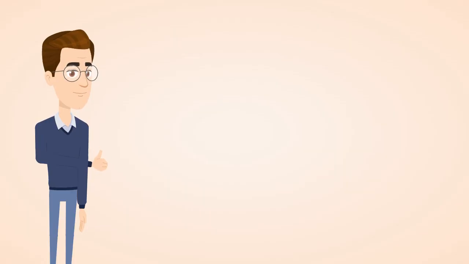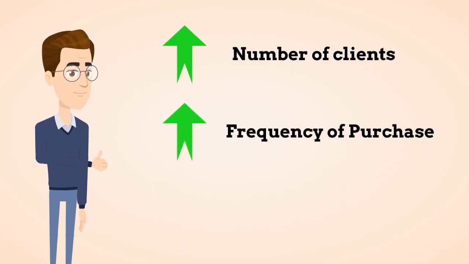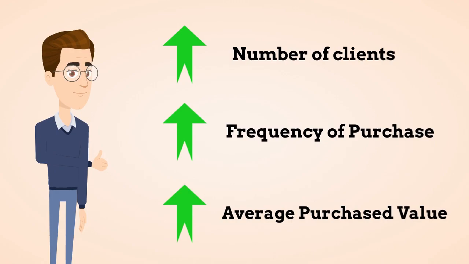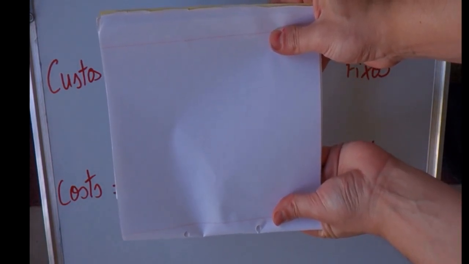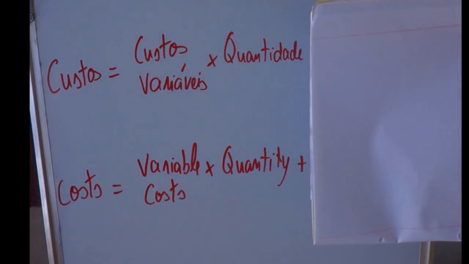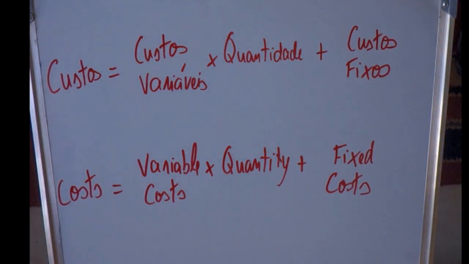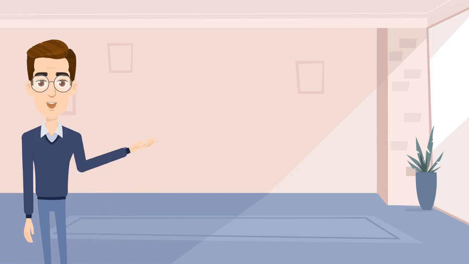In order to increase revenues, we have seen that we can increase the number of clients buying our products or services, or we can increase the frequency of purchase, or finally, increase the average purchase value of our clients. Regarding costs, we have two types of costs: variable costs, costs that vary according to the quantity produced, and then we have the fixed costs, costs that don't vary with the quantity produced, meaning that they are always there to be paid. That's the information that we need to start our work.